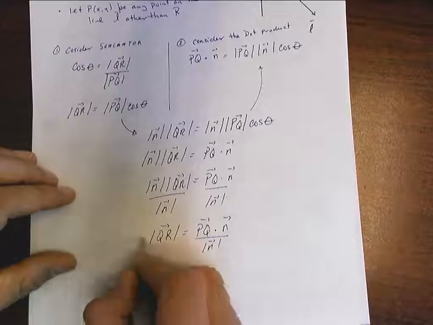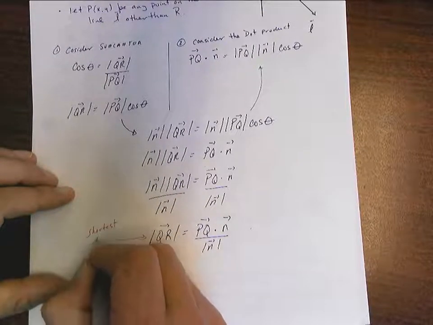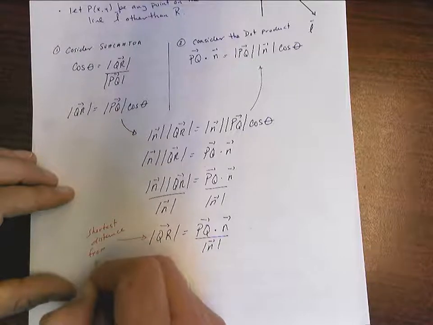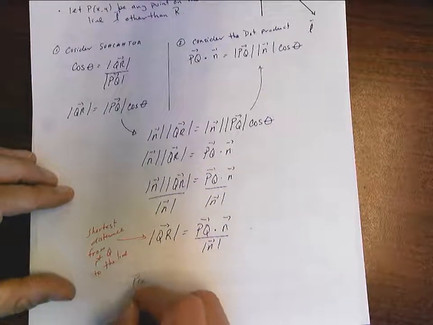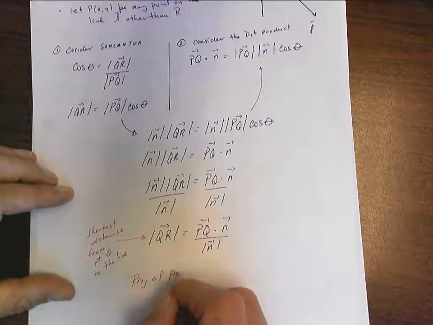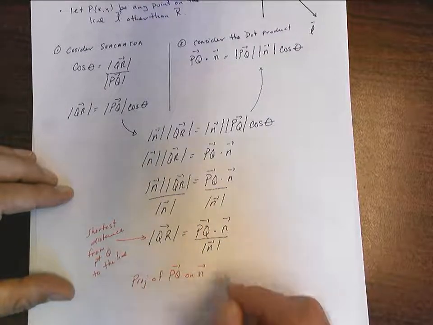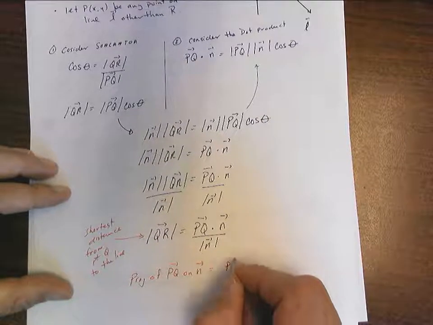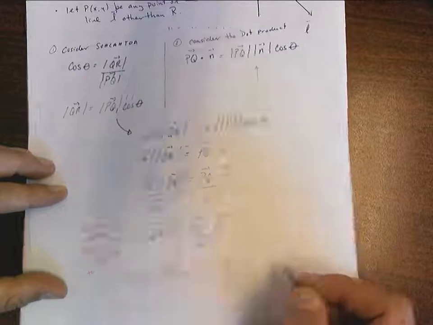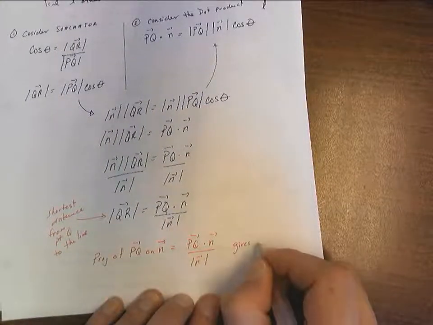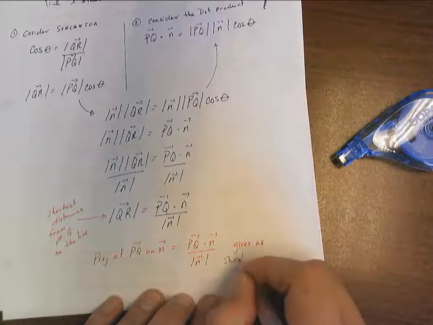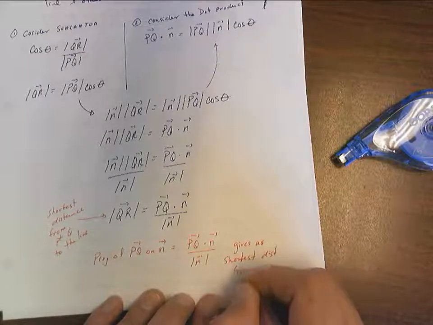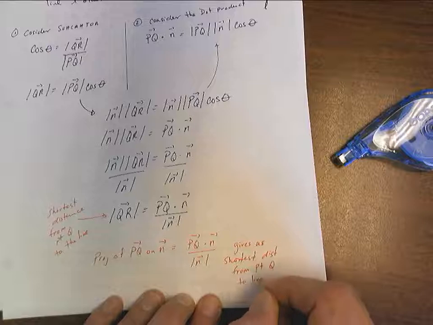But it's the projection. So QR is not only the shortest distance from the point Q to the line, but we have a special name for that, and that's called the projection of the vector PQ onto the normal line, which equals PQ dot n over the magnitude of n, which gives us the shortest distance from point Q to line L.